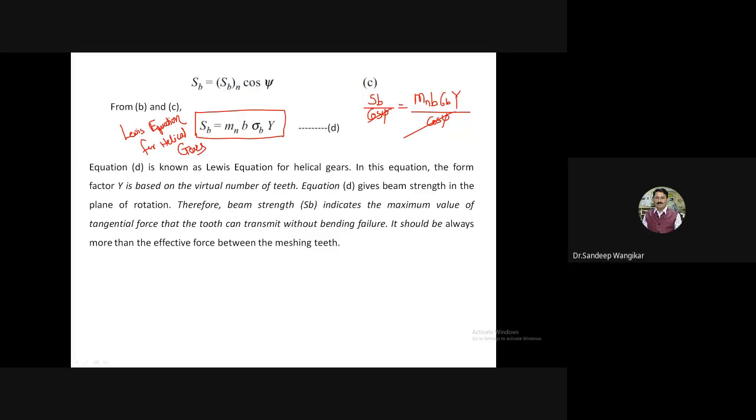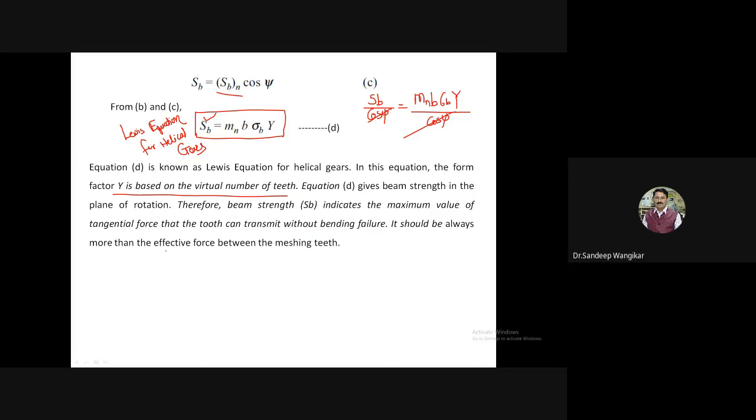It is the Lewis form factor based on virtual number of teeth Z dash, not the actual number of teeth. Okay, so it is mentioned here based on the virtual number of teeth. Now this is the beam strength in the plane of rotation. SB is the beam strength in the plane of rotation. SBN is the beam strength in the plane perpendicular to the tooth element. This beam strength indicates the maximum value of tangential force that the tooth can transmit without bending failure.